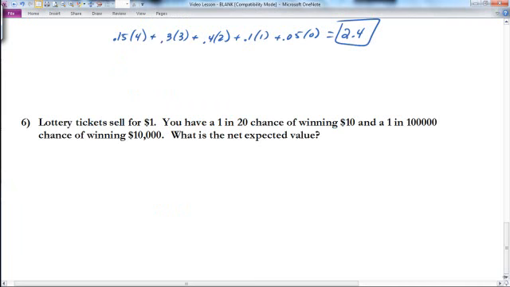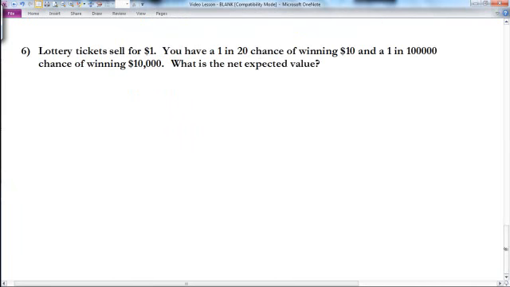Alright, in our last problem we're taking a look at the Lotto. So, if Lotto tickets sell for $1 and you have a 1 in 20 chance of winning $10 and a 1 in 100,000 chance of winning $10,000, what is the net expected value? Again, pay attention to that number net. So there are two ways that you can go about doing this. One way is to subtract the dollar paid for the ticket right away, and then you don't have to adjust your answer in the end, and that's how I'm going to go ahead and do this.